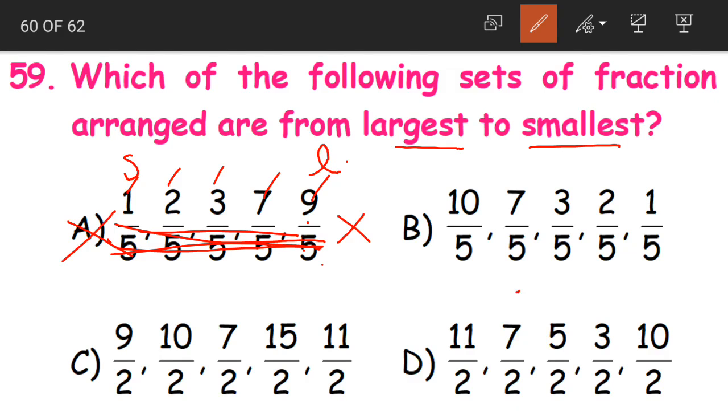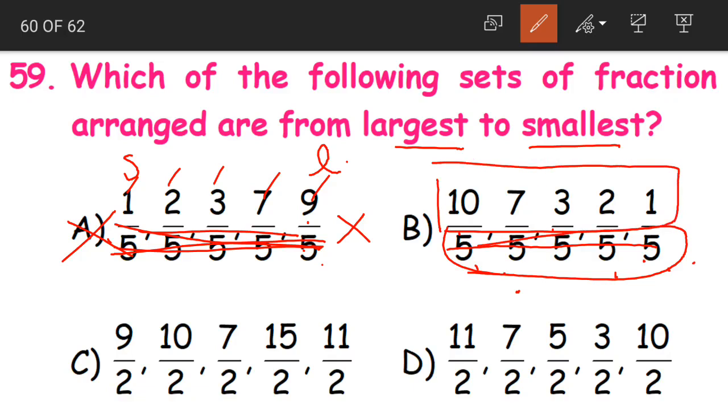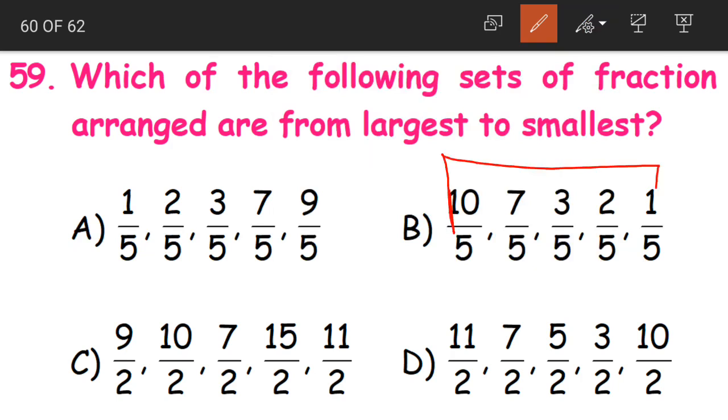Coming to option B, children. Again, as you can see, all the given fractions have the same common denominator, that is nothing but our 5. So again, these are our like fractions. We'll simply compare the numerators. The fraction with the highest numerator becomes the highest fraction. Now if you observe, we have 10, 7, 3, 2, 1. Are these arranged from the largest to smallest?